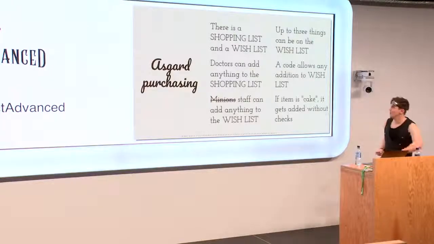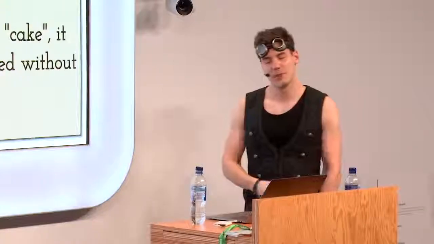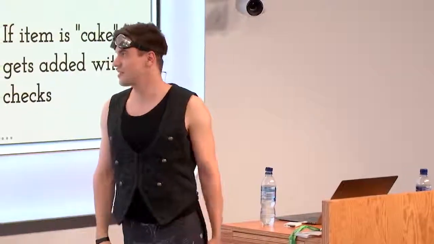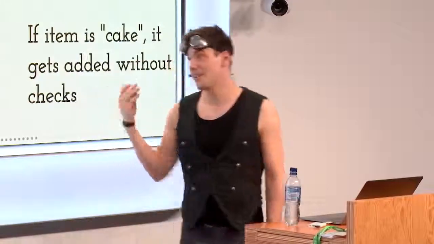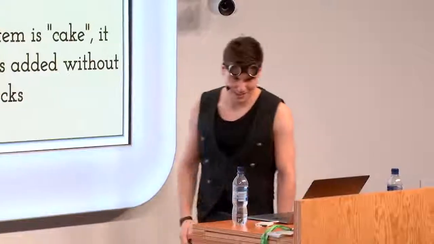So let's look at Asgard purchasing. There is a shopping list and a wish list. Doctors can't add anything to the shopping list. Staff can add anything to the wish list. Up to 3 things can be on the wish list, because I'm not made of money. A code will allow any addition to the wish list, and if an item is cake, it can get added to the wish list without checks, because I'm not a monster. With business logic this succinct and totally not fragile, I can't see how any bugs could slip in this application.